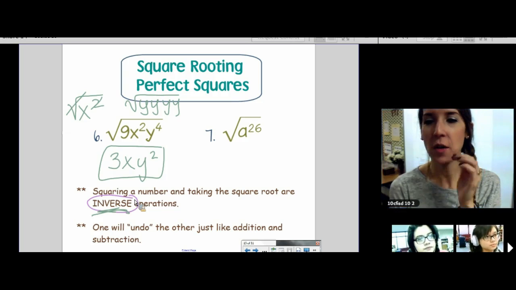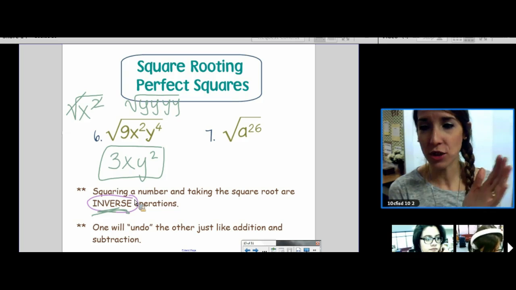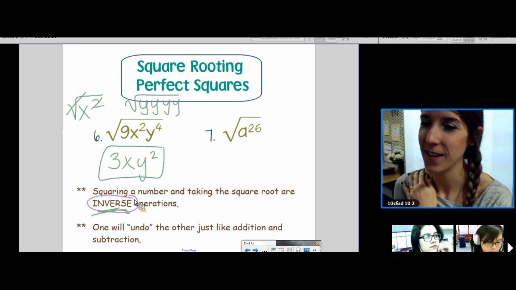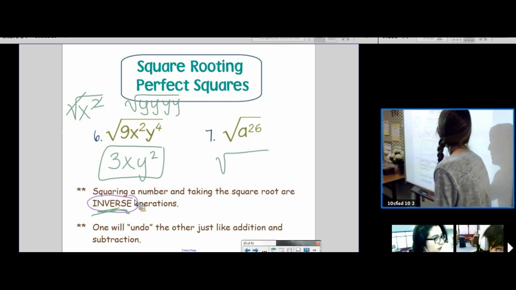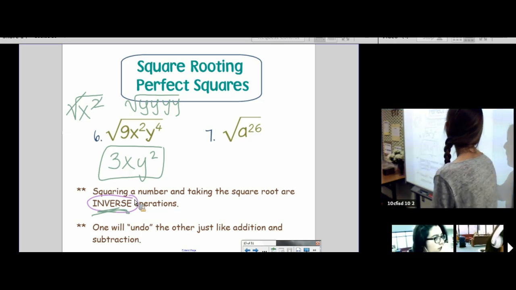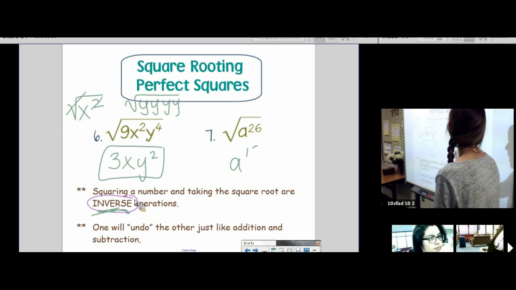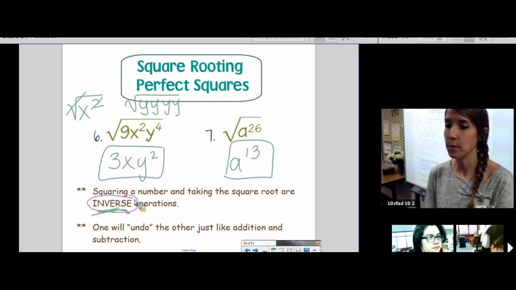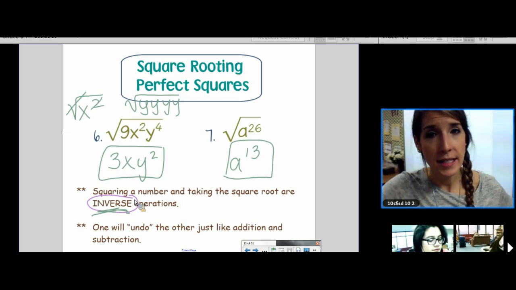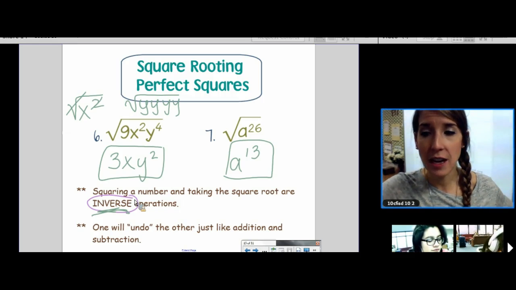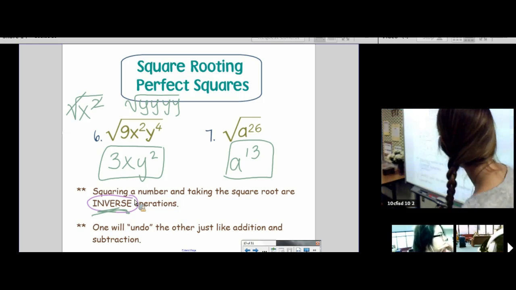Very good. So I'm not going to draw a radical sign and draw 26 a's underneath it for you. Instead, we know that the square root of a to the 26, it's a perfect square, is a to the 13th. How do we get 13? We divide 26 by 2. If there's 26 a's, that means there's 13 pairs of a's, and pairs get to escape.